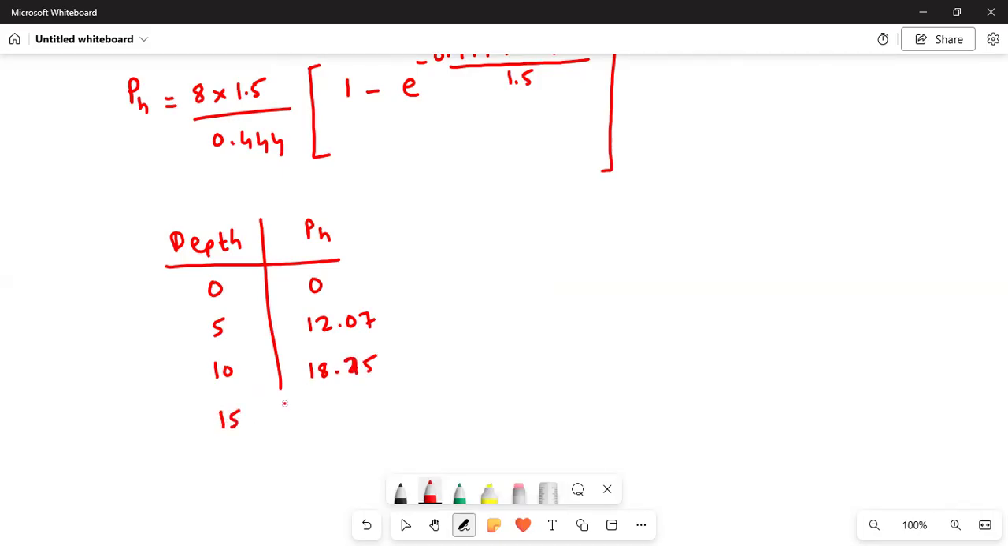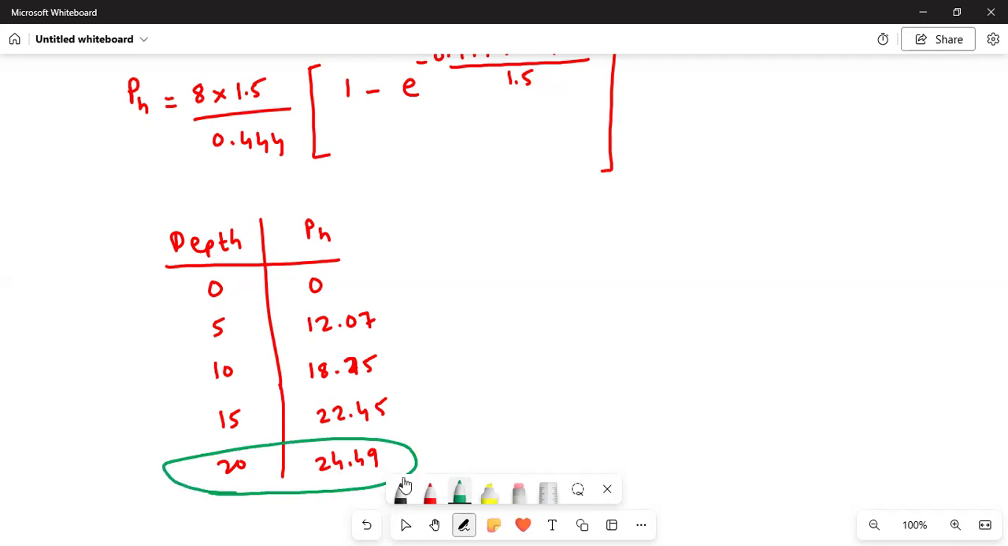At 15 meter, the pH is 22.45. At 20 meter is the height of the cylindrical portion, that is the maximum depth of the cylindrical portion. At 20 meter, the pressure is 24.49. So what we have to do here, we have to select the maximum pressure. Maximum pressure is at the maximum depth of the cylindrical portion. So pH, the maximum horizontal pressure, is equal to 24.50 kilonewton per meter square.